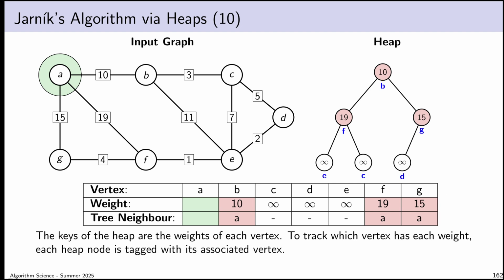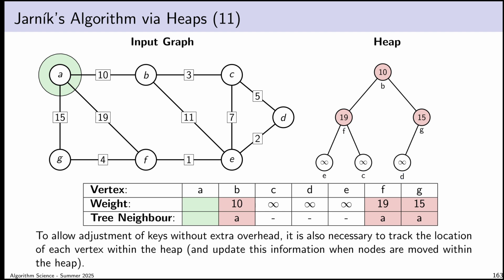And so the keys of the heap are the weights of every vertex, and then I tag each node with the associated vertex, and I even have nodes in my heap that have weight infinity, and we can easily define a way of making that work, because infinity is not itself a number, but we can treat it like one, interpreted as being a larger value than any of the other finite keys.